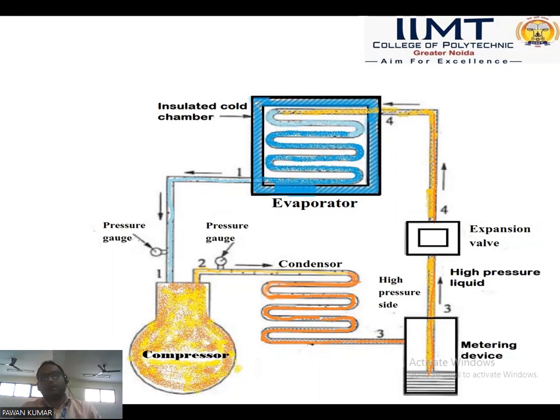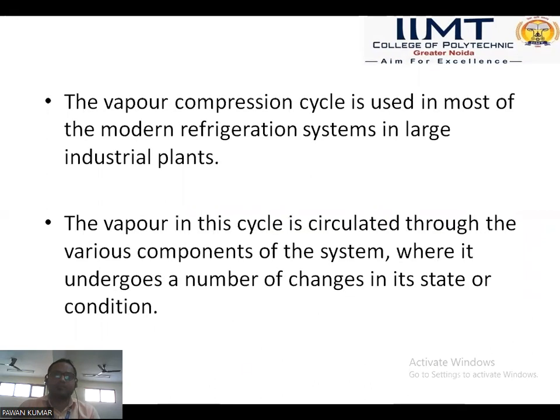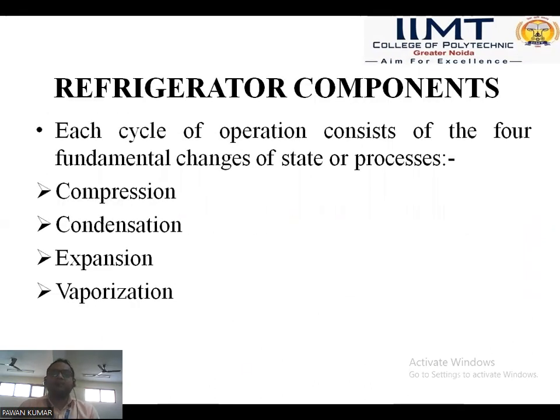This is the actual diagram of the vapor compression refrigeration system, which is shown on our screen. We have already discussed all these topics and the refrigerator components. The first and most important process is compression. Second, condensation. Third is expansion. Fourth is vaporization. These four processes happen in any vapor compression refrigeration system.